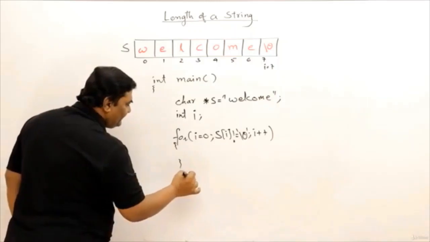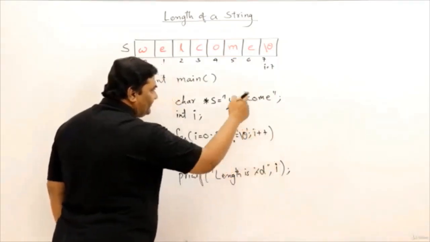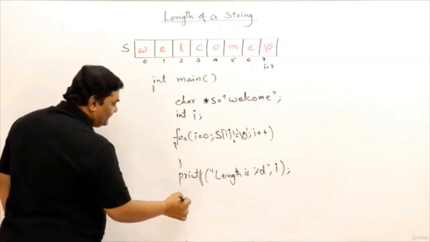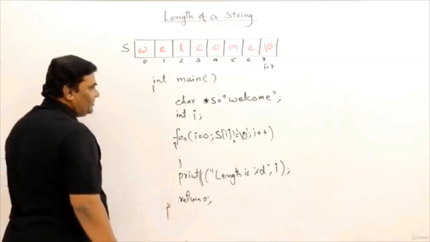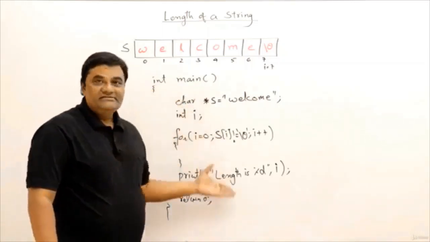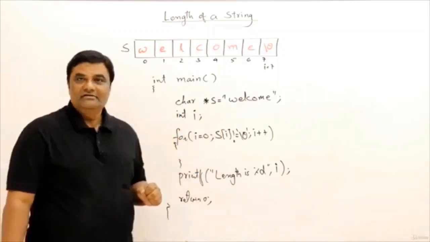So here I will printf. printf("length is %d", i). So i is the length of the string. That's all. This is the end of the main function, so I can write return 0 and stop. This is the code, or function, for finding the length of a string.